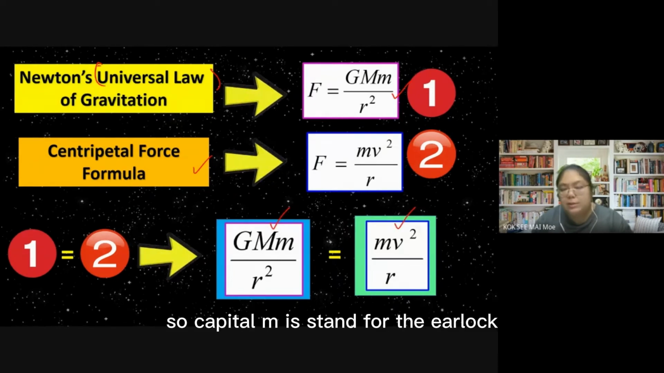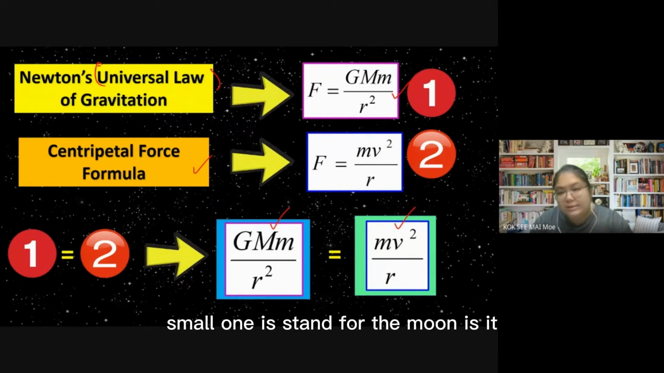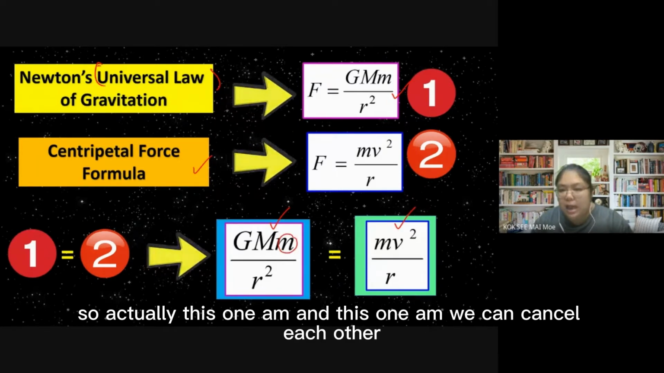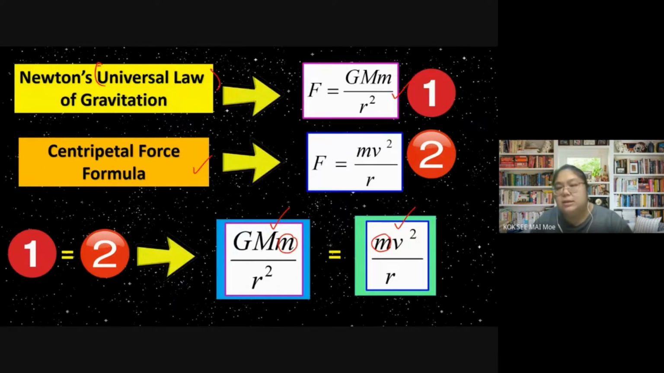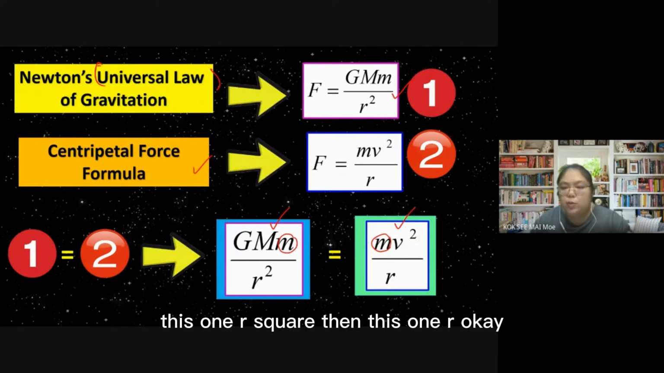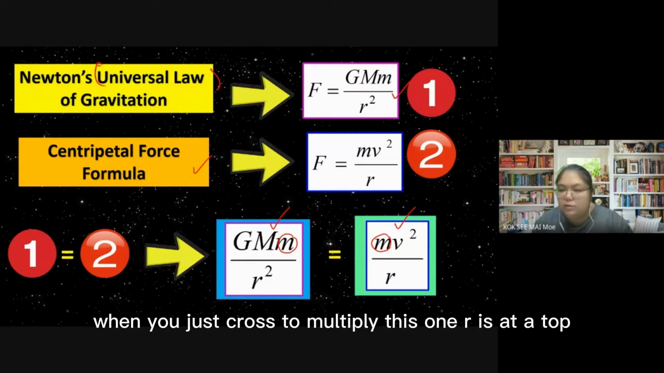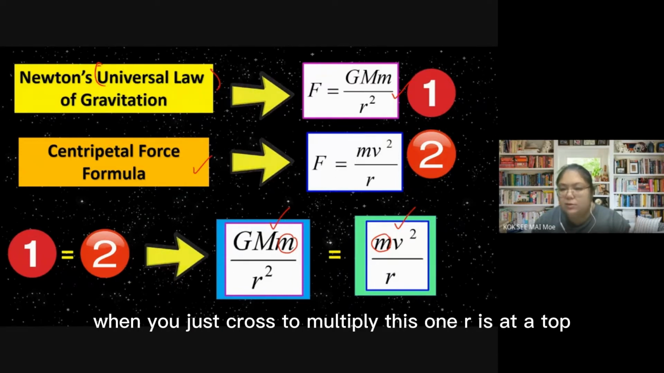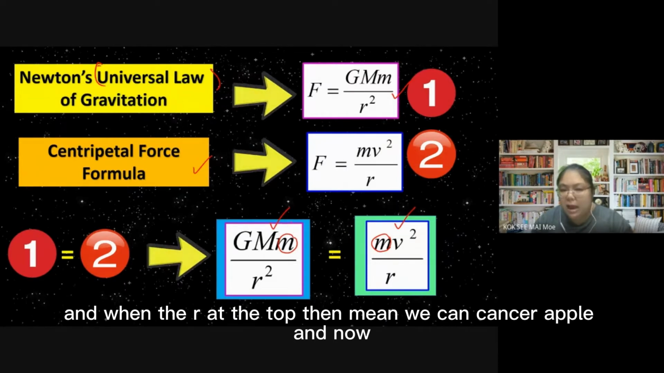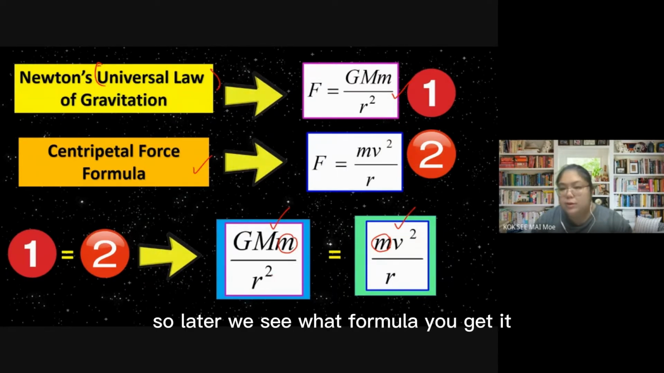Capital M stands for the earth, and the small one stands for the moon. So actually this M and this M, we can cancel each other. Another thing you can cancel is the R squared. This one R squared, then this one R. When you cross multiply, this R is at the top. When the R is at the top, that means we can cancel upper and lower. So later we see what formula you get.